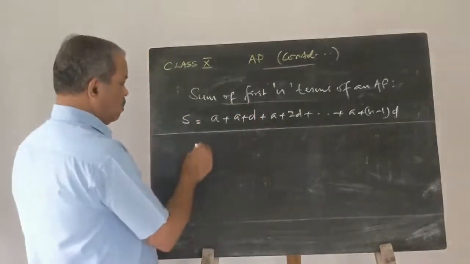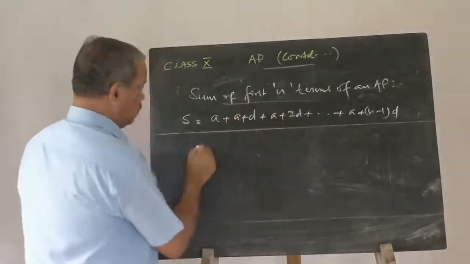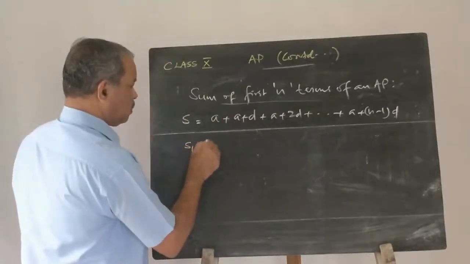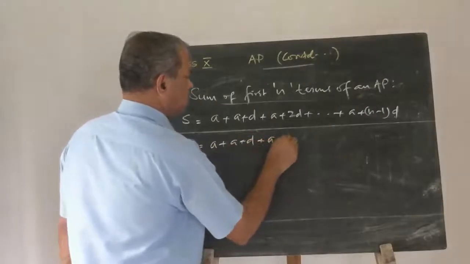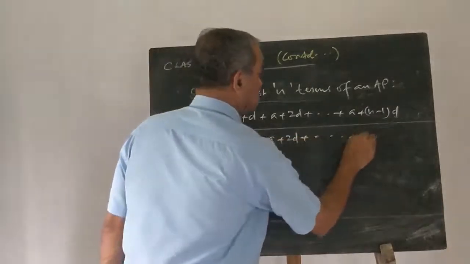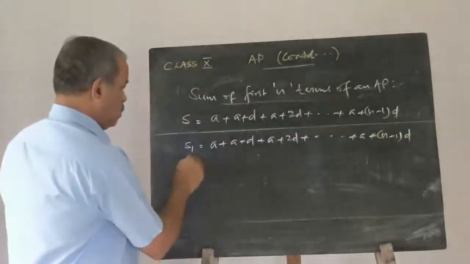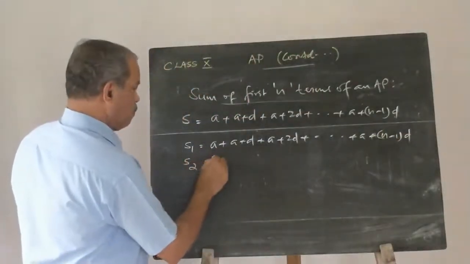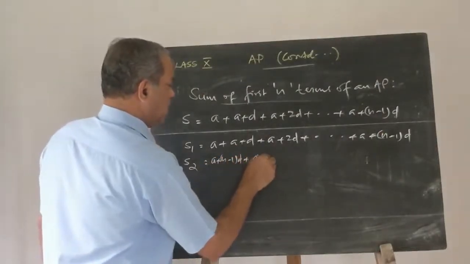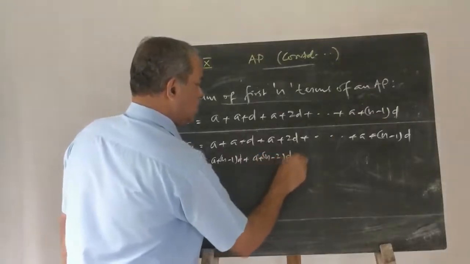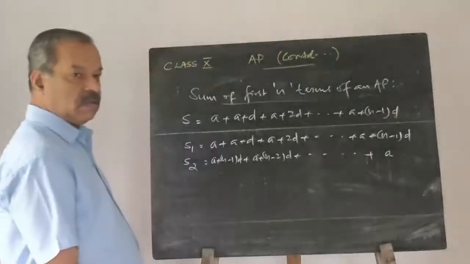Then to find the sum, take S1 equal to a plus a plus d plus a plus 2d plus etc. plus a plus n minus 1 into d. S2 equal to reverse order: a plus n minus 1 into d plus a plus n minus 2 into d plus etc. plus a. Last one first.